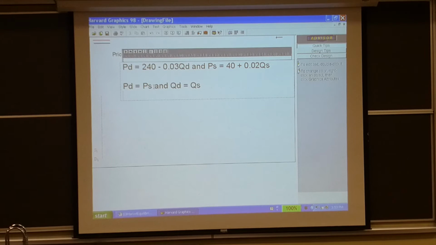So if we want to solve this, we just say 240 minus 0.03 Q, and I don't have to say QD because it's the same Q for both, equals 40 plus 0.02 Q. That's all we need. Now, it turns out that's mathematical, but it's also economic. We know at equilibrium, the quantities have to be the same, the prices have to be the same, so we can do that at equilibrium, right? Okay, good. Now then we're going to solve this.